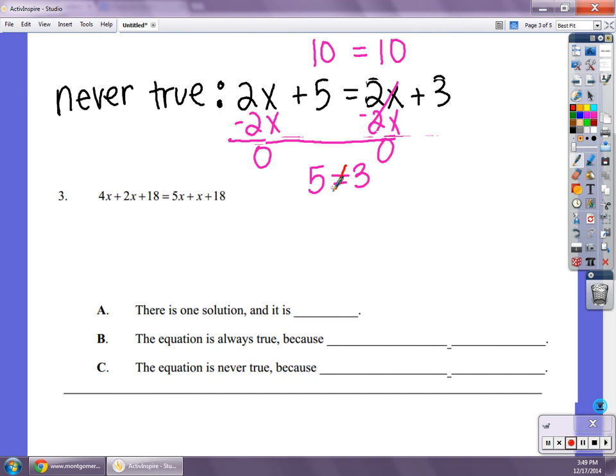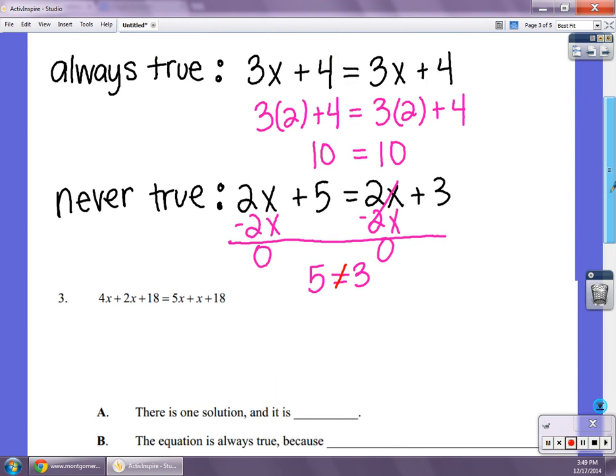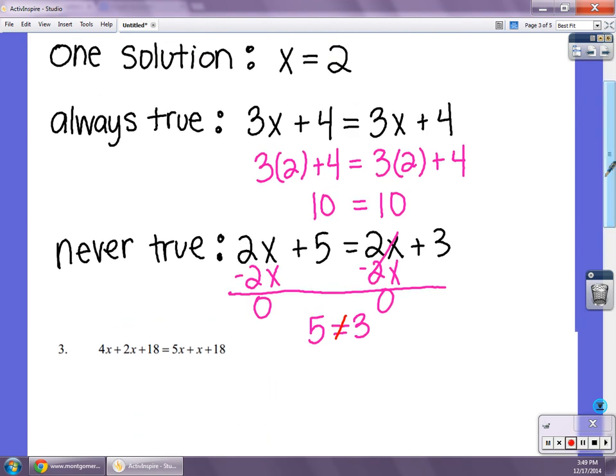So again, we're looking for a few different answer choices: a single solution, as in x equals 2, identical expressions on either side of our equation, or identical x terms that will leave us with an equation that is never true. 5 does not equal 3.